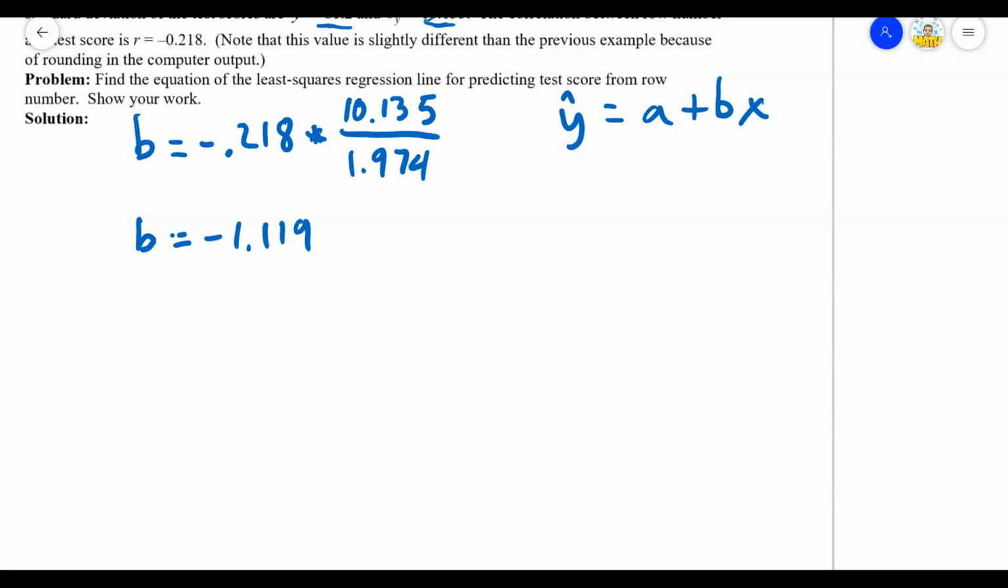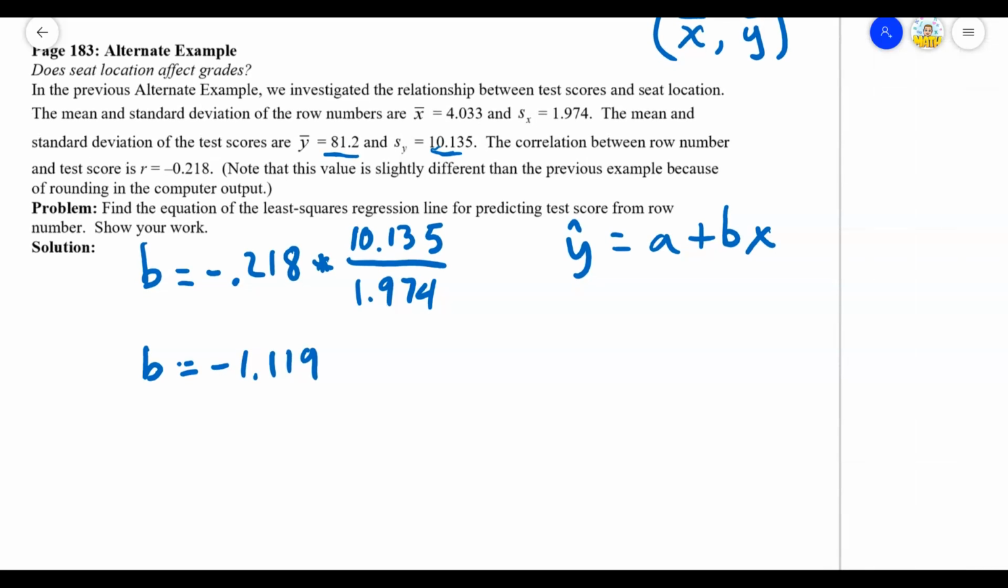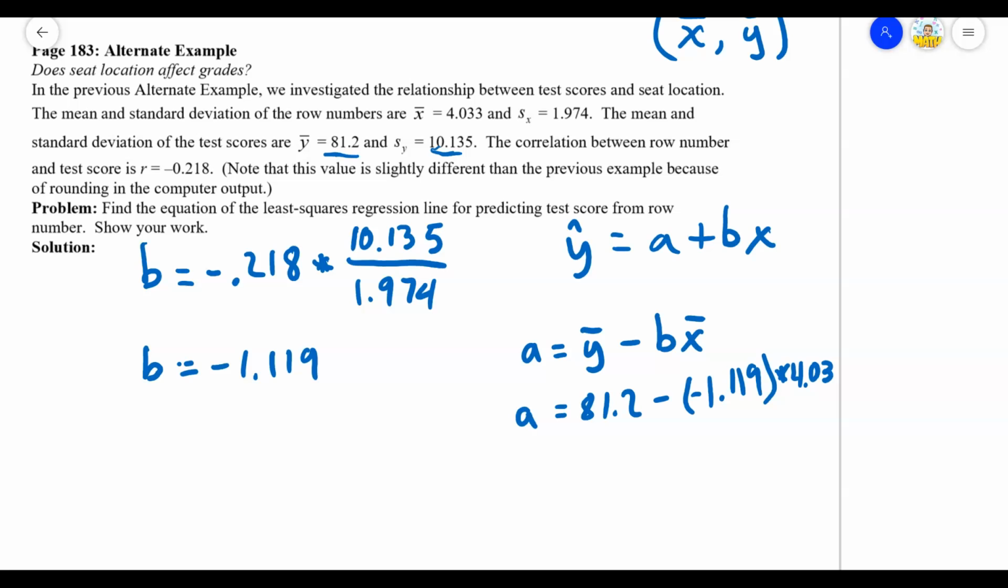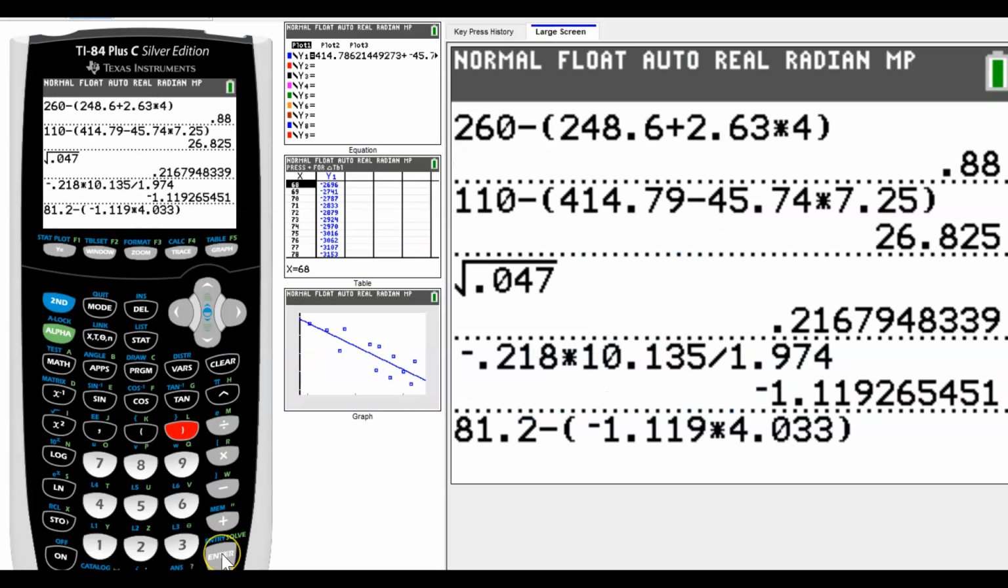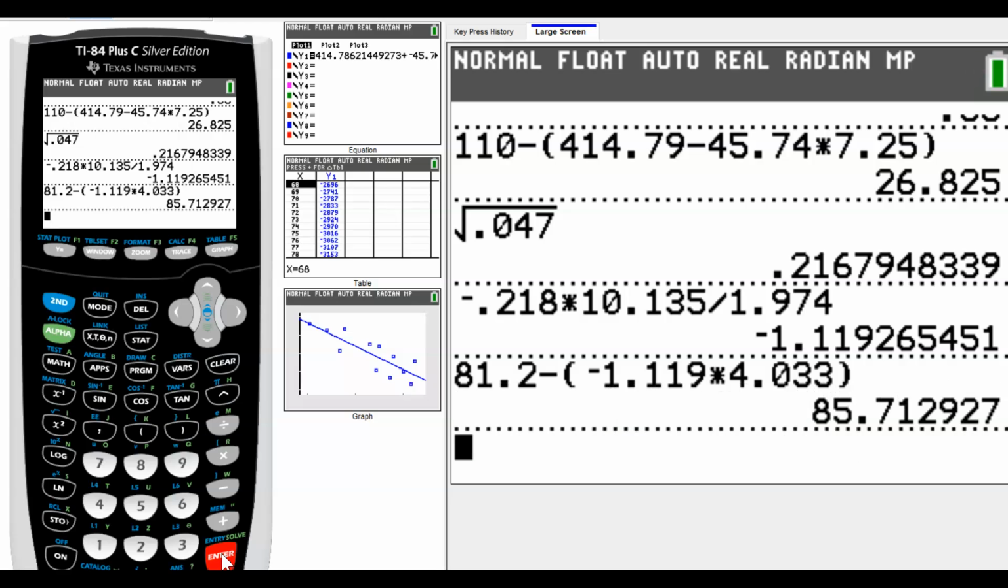Okay, and now I know that x bar, y bar lives on the line, so if I were to plug that point in and I wanted to get a, I know that a would just be y bar minus b x bar, and they give me y bar and x bar. I can plug into them. So a is going to be 81.2 minus my slope, which, keep in mind, is negative, so let's be careful there, times x bar, which is 4.0033. So I plug that in. For the y-intercept, I get 85.713.